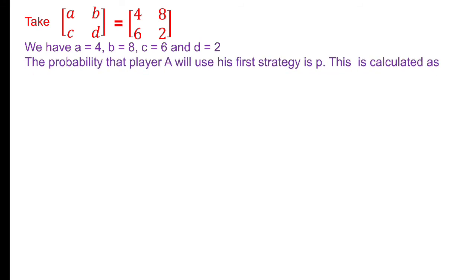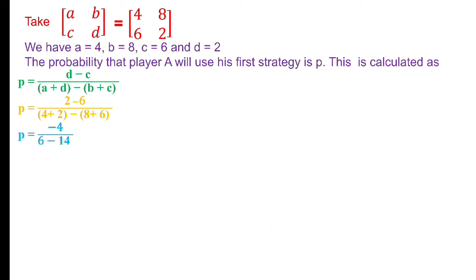So the probability that player A will use the first strategy is P. P equals (D minus C) divided by (A plus D minus B plus C). That is 2 minus 6 divided by 4 plus 2 minus 8 plus 6. So minus 4 divided by 6 minus 14, then minus 4 divided by minus 8. So we'll get P equal to 1 by 2. Then 1 minus P equals 1 minus 1 by 2, which is 1 by 2.